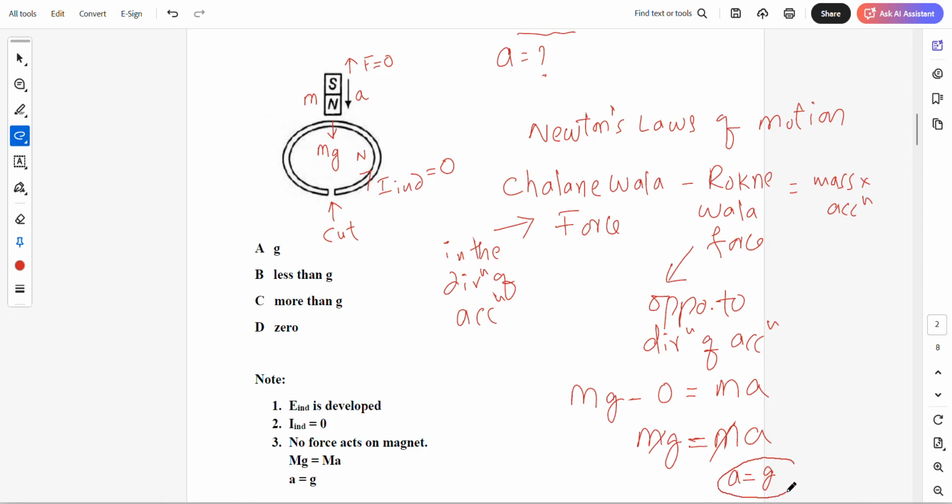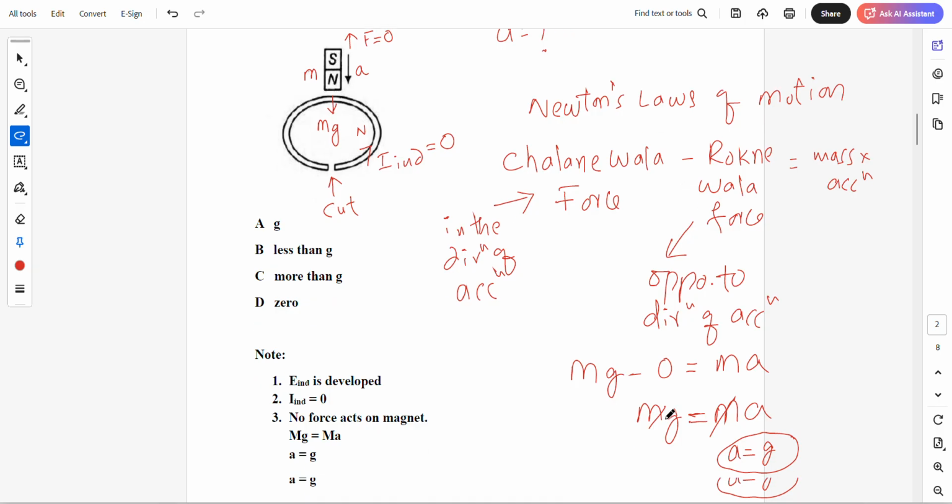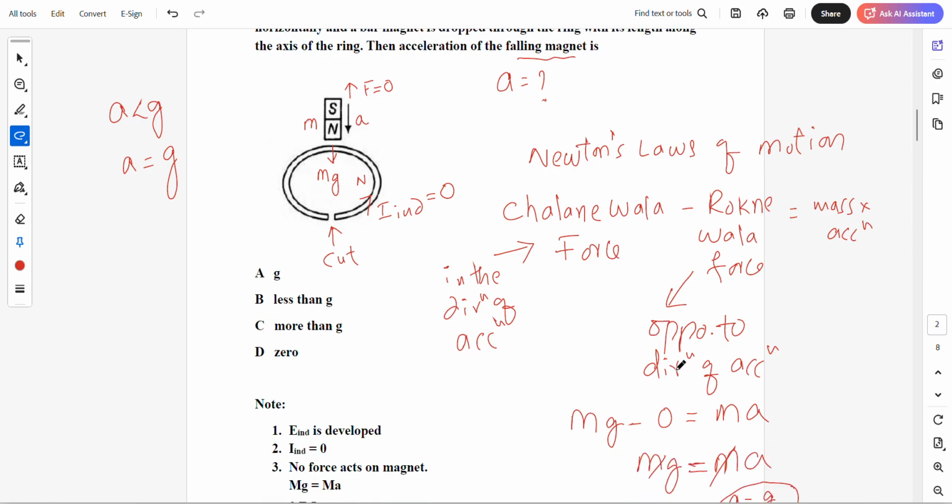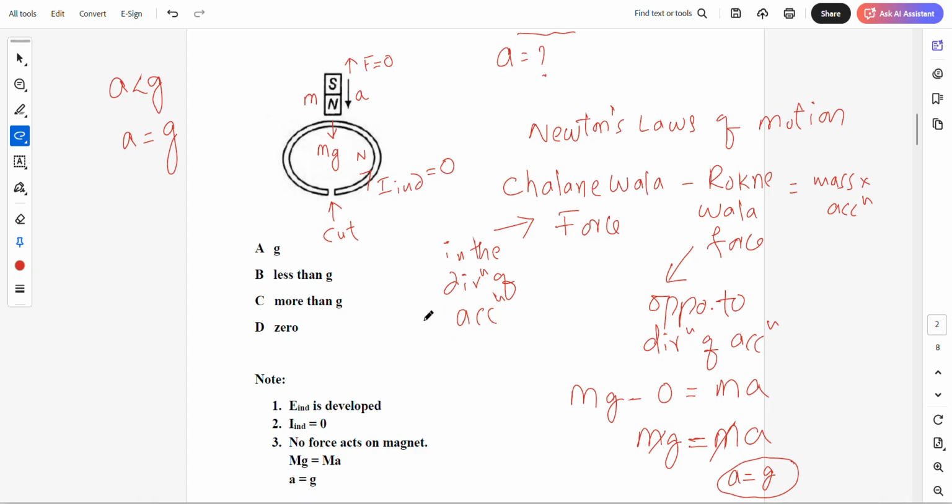Hope you understood this. In the previous video we discussed one type of problem where the loop was complete. There you got a less than g. If the loop is complete, you get a less than g. If the loop is incomplete, you get a is equal to g. Because if the loop is complete, you will get an opposing force. The answer for this one is acceleration a is equal to g.